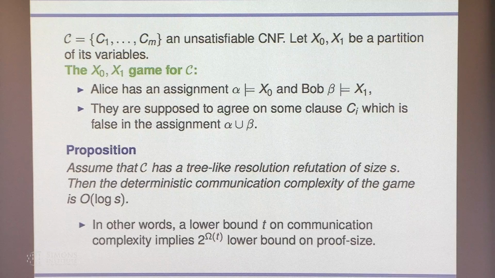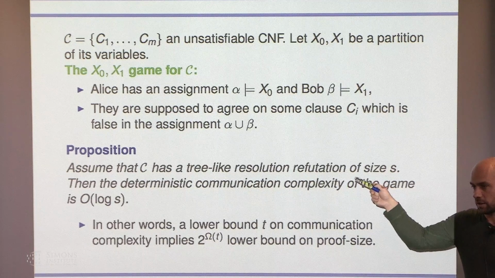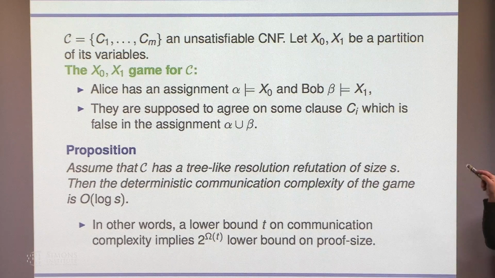Or in other words, if you manage to prove a lower bound on the communication complexity of the game, you get a lower bound on the size of the proof. I emphasize that we are talking about tree-like proofs here, and this will be so in all of this discussion. And the proof is simple.